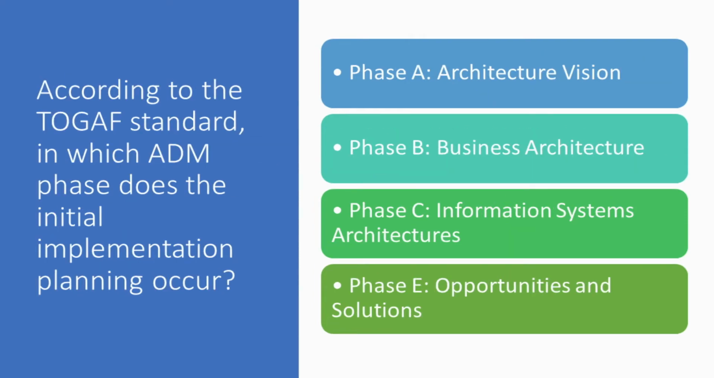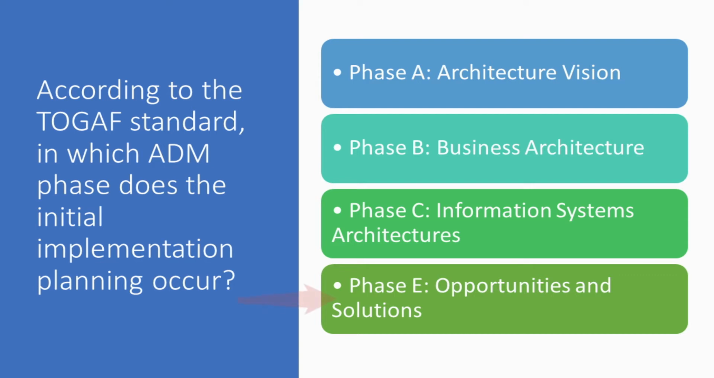According to the TOGAF Standard, in which ADM phase does the initial implementation planning occur? Options we have: A. Phase A, architecture vision. B. Phase B, business architecture. C. Phase C, information systems architectures. D. Phase E, opportunities and solutions.